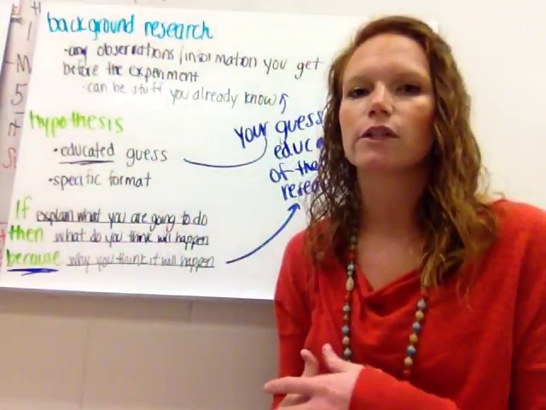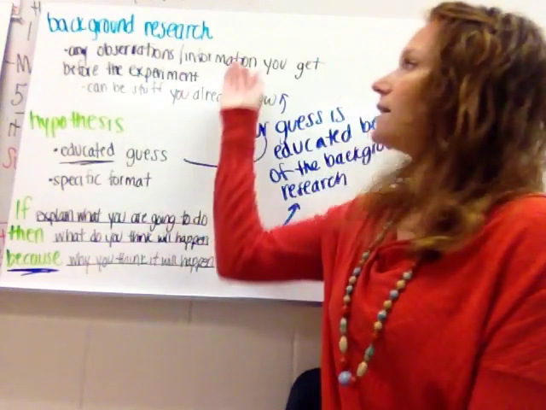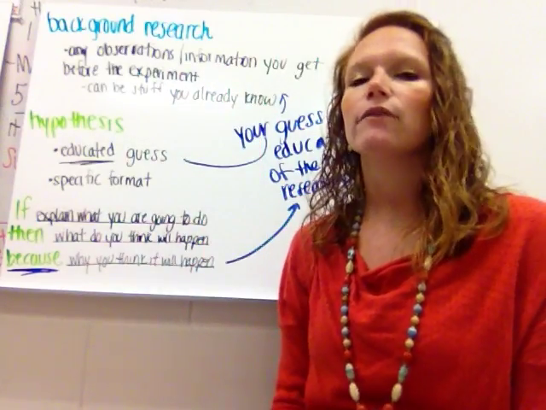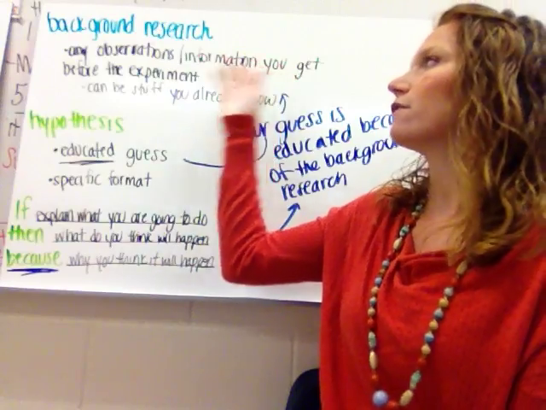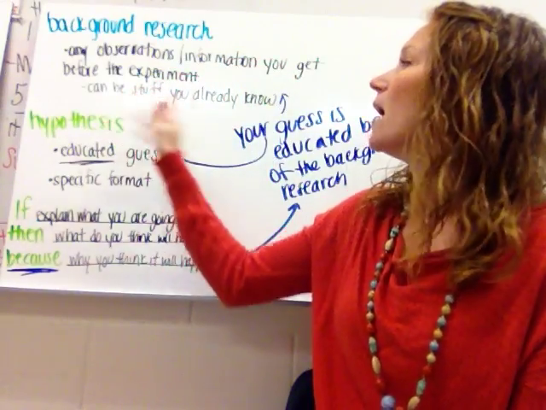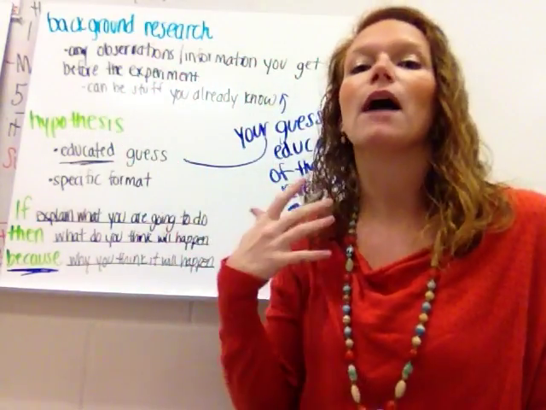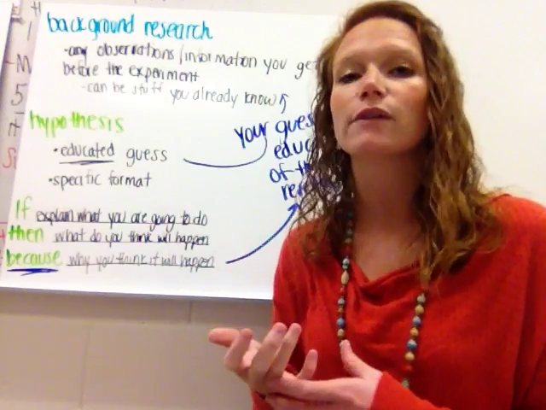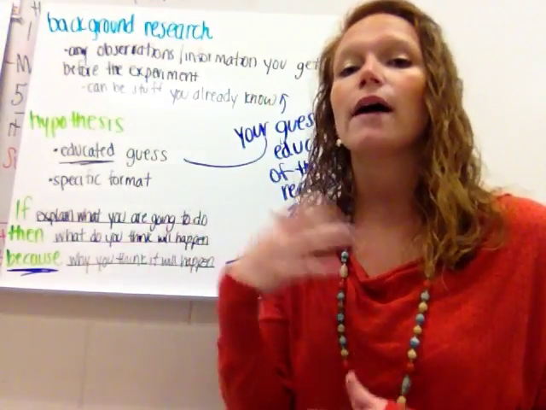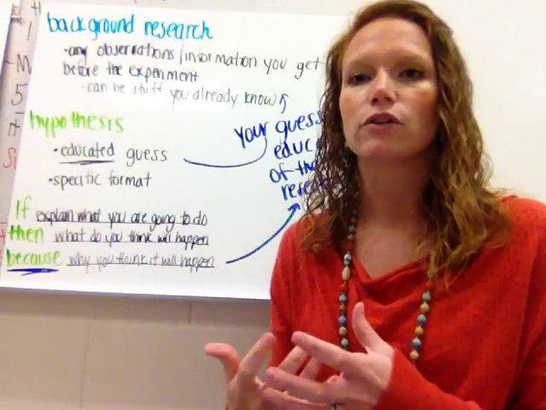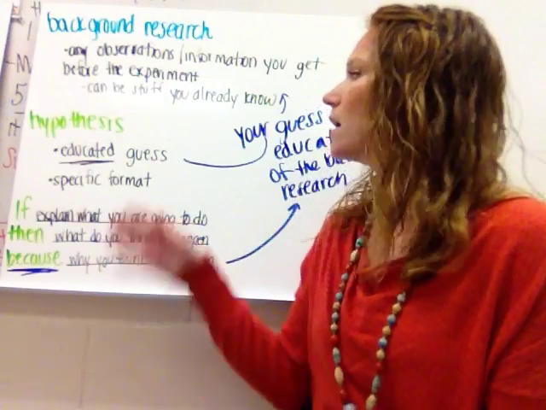So the first part of a really good science experiment is having background research. Now, background research includes any observations or information you get before the experiment, and this can be stuff you already know. This can be stuff from your textbook. This can be a formal research process where you actually go online or you go through books, you look for good sources to do that research with.